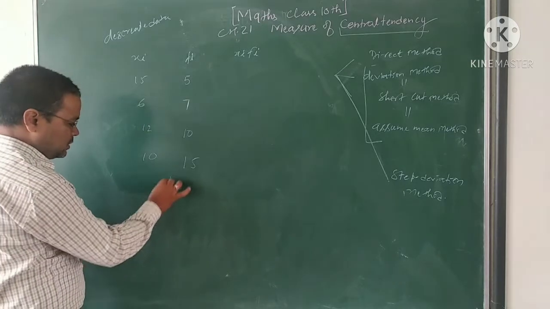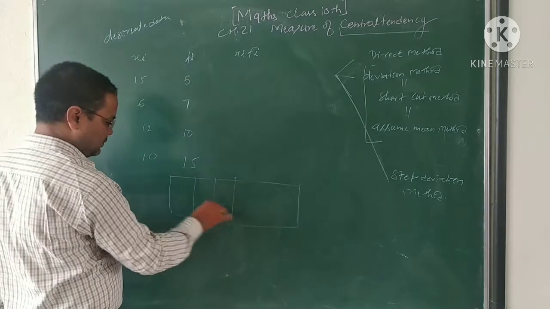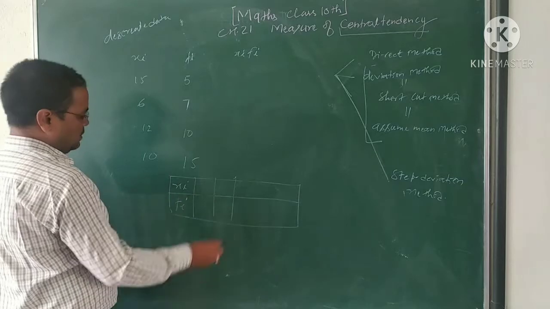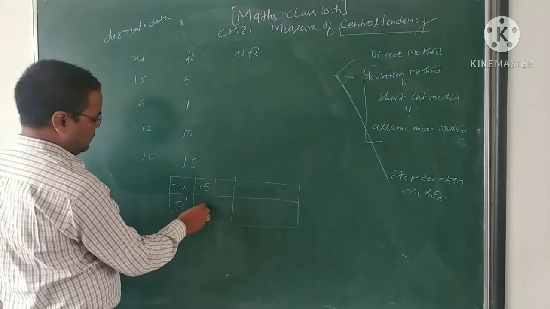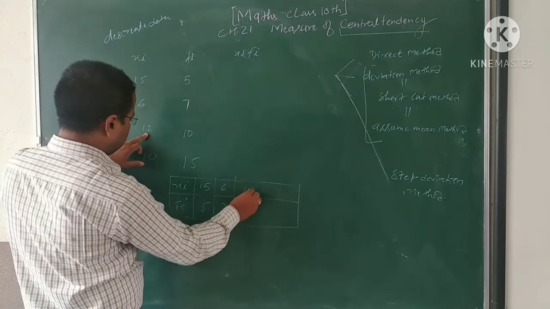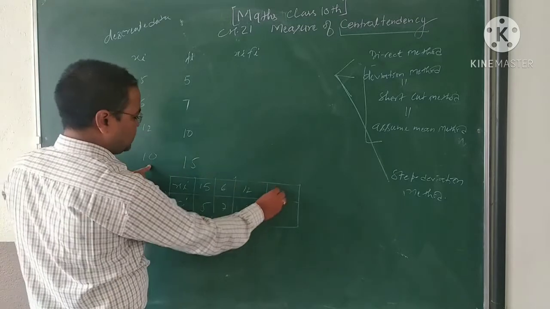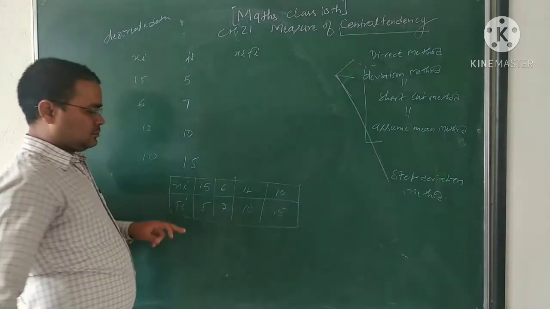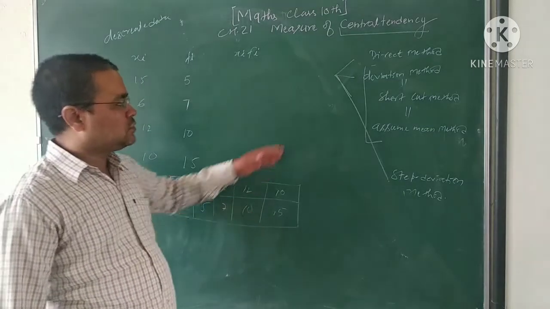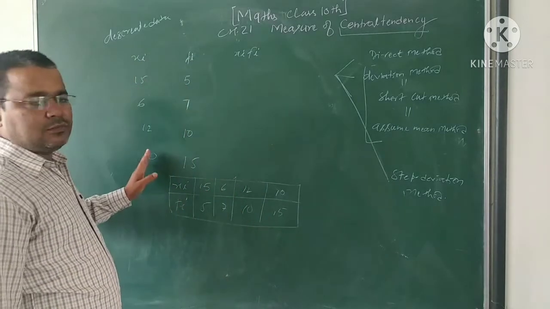If the question is given, then it will be in this form, like this. Here will be xi and here fi. Here 15 and 5, here 6, 7, 12 and 12, 10, and here will be 10 and 15. And the question is: find the mean using the direct method. Then what do we do? Just write it in the form of columns.